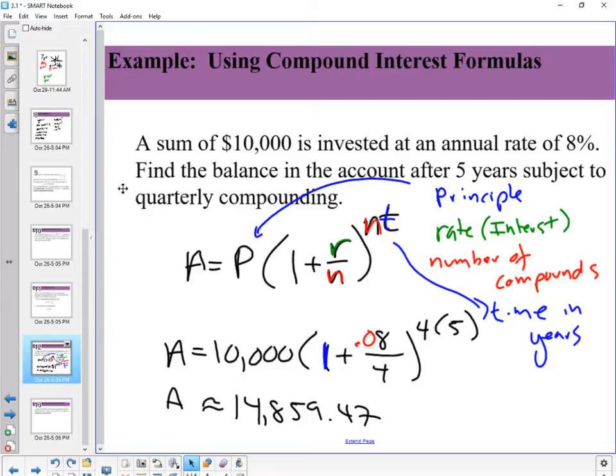If they give you, say, 6 months, you still have to convert it to years. If they told you you're only compounding for half a year, or 6 months, then that time in years would have to become 0.5, because it's only half of a year. See how here they said 5 years? If they told you it's only being done for 6 months, well, 6 months is half of a year, right? So T would have been 0.5, because remember, T is time in years.